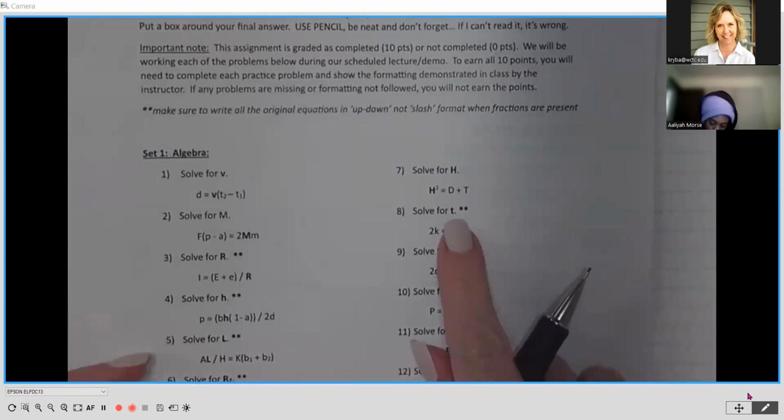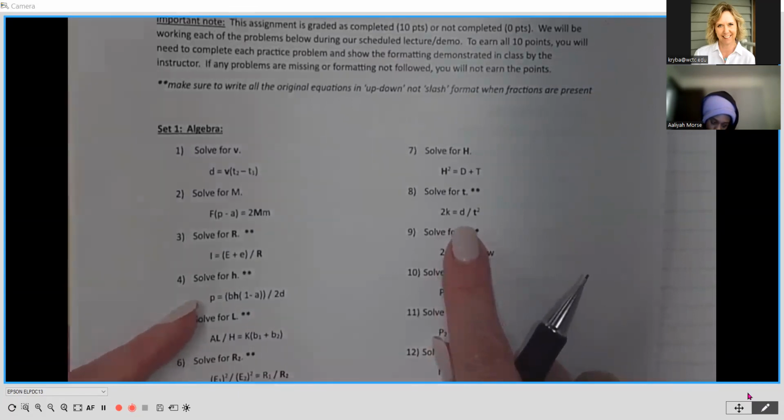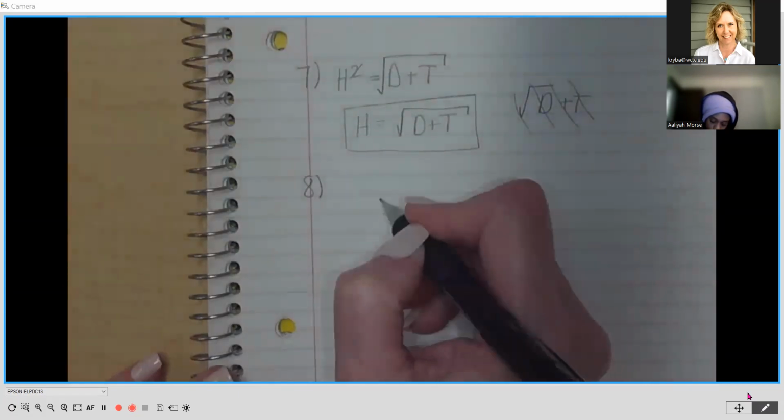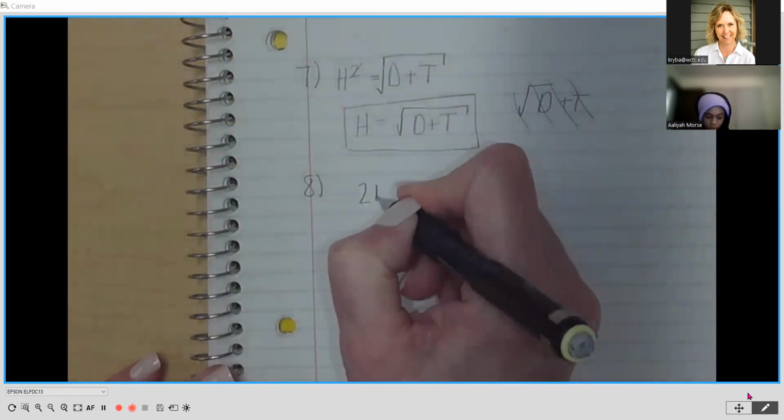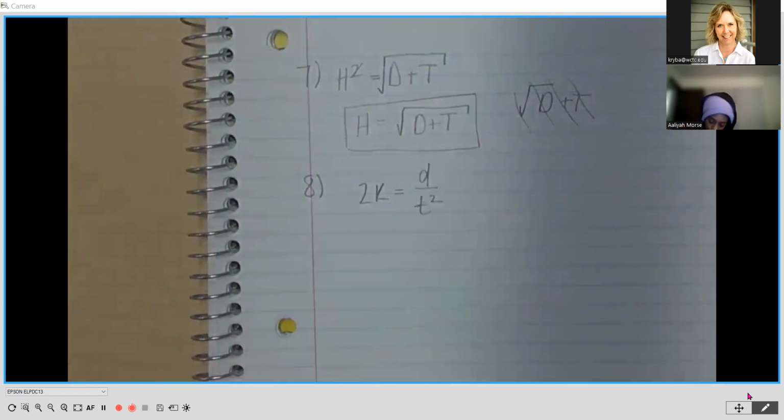Here we're going to solve for t. And we've got 2k is equal to d divided by t squared. So we're going to write it first in its up-down format, d divided by t squared. So we need to solve for t. First things first, we want to get t in the numerator of the problem. It's in the denominator now. So what would I do to get this in the numerator?